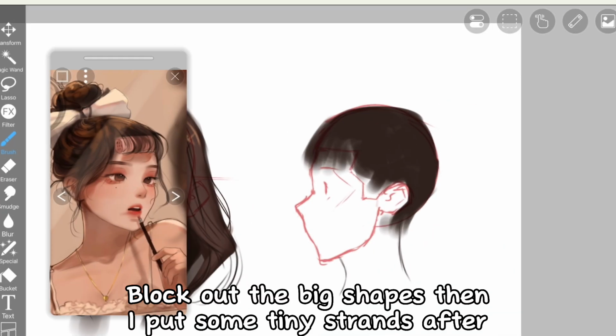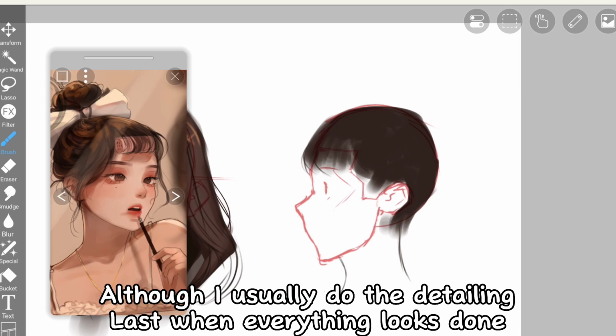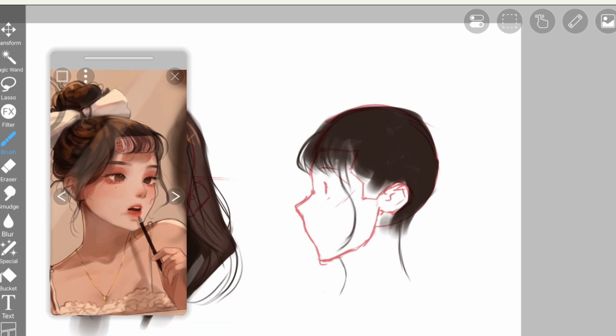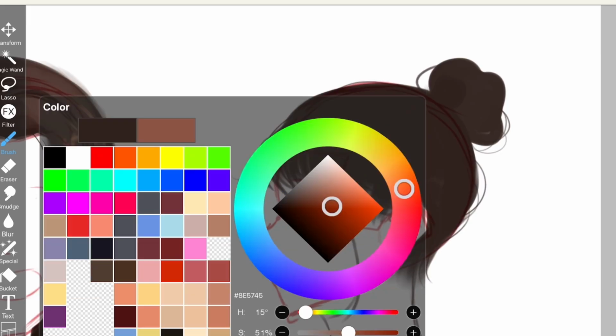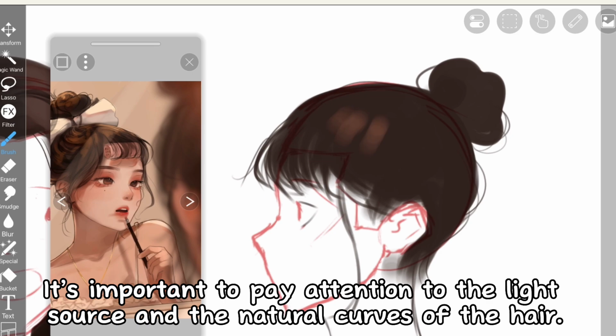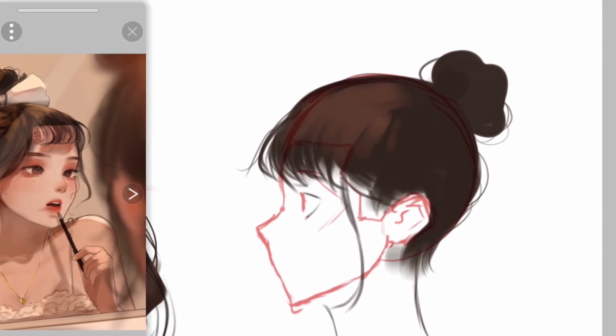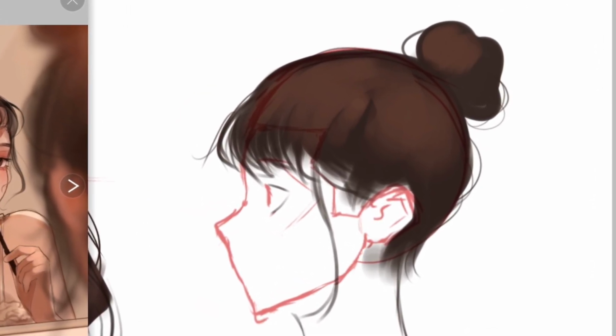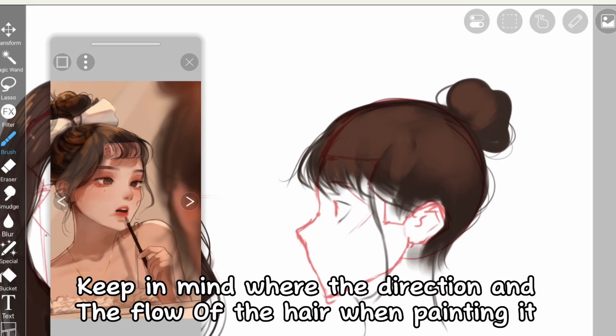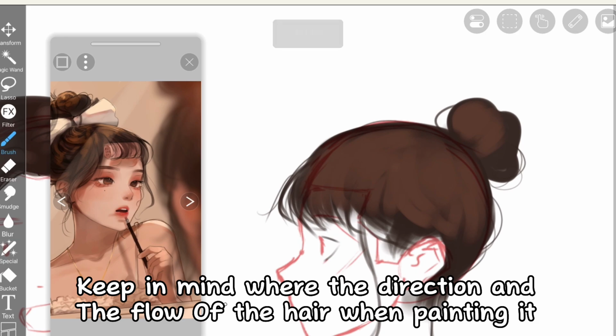First, I block out the big shapes, then I put in some tiny strands after. Although I usually do the detailing last, when everything looks done. Also, you guys should keep in mind the direction and flow of the hair when painting it.